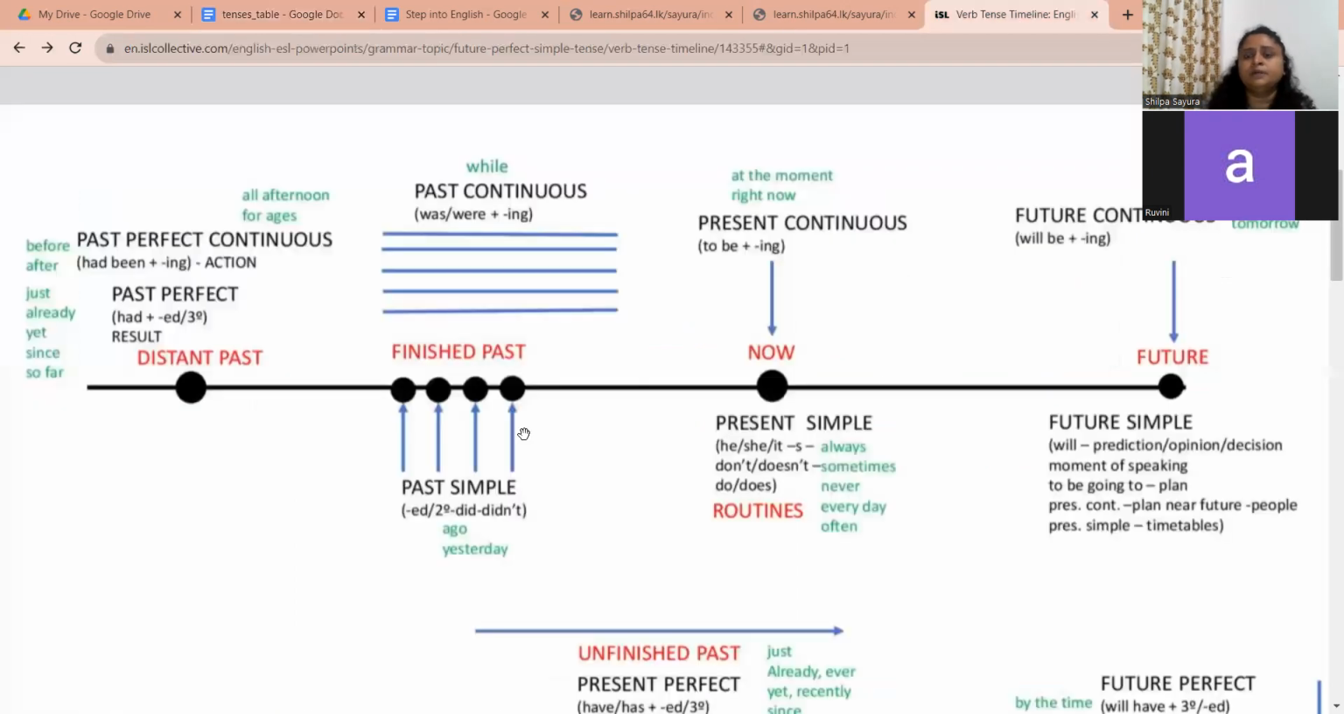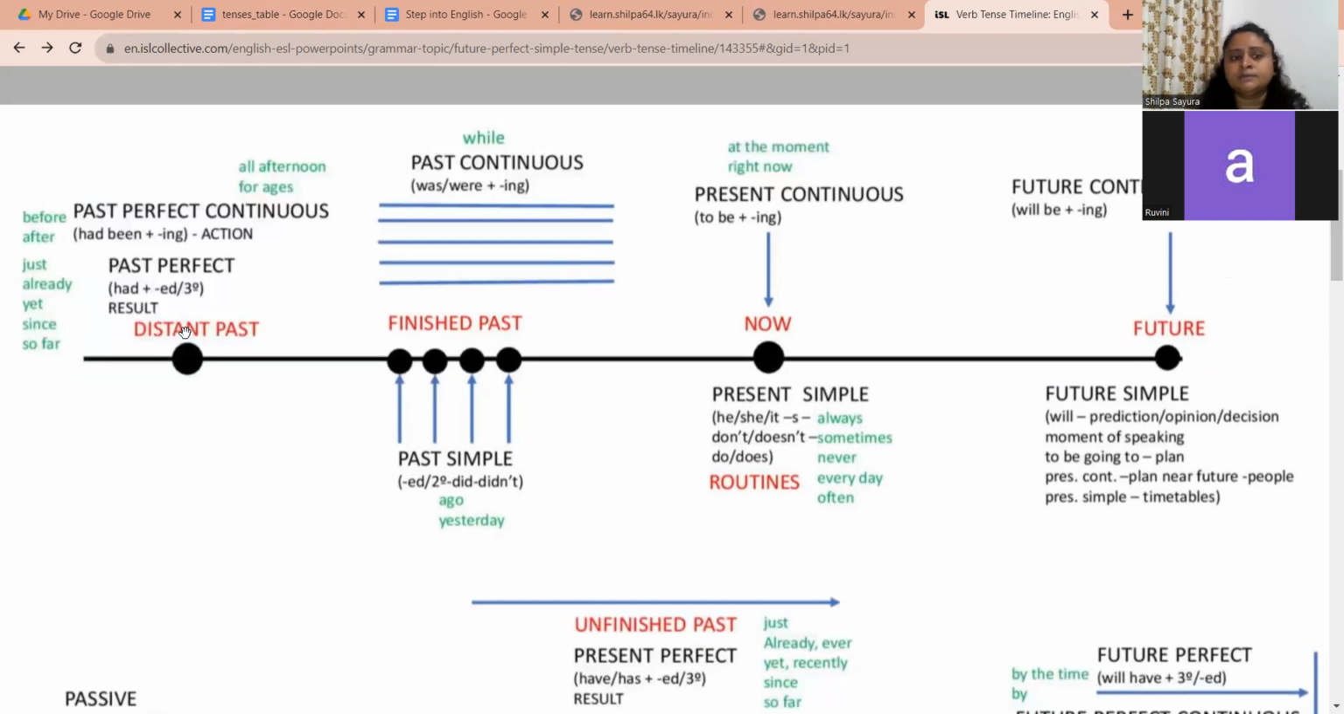So let me take the timeline again. So here you see, this is past tense, this is present perfect tense. So what is it? A complete action, something started in the past or continuing up to now. I have already read the book.